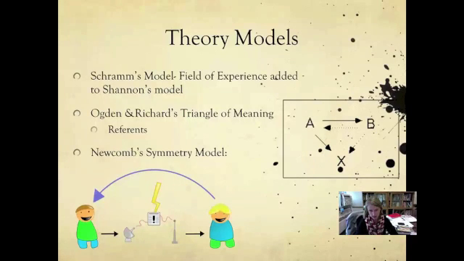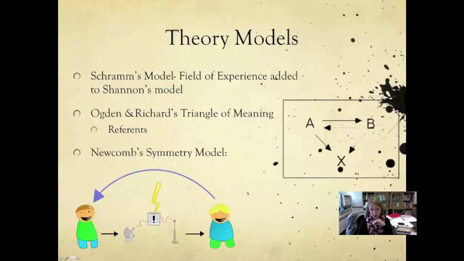Schramm came out and said that he thought Shannon's model was not necessarily people-based, because he felt that a sender could be a sender and receiver at the same time, where this model doesn't necessarily show it, and that we all have fields of experience that come into effect. So what Schramm did was add a field of experience.